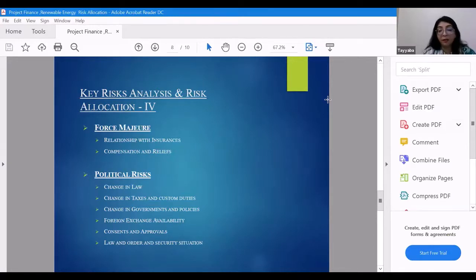Political risks are there as well. Political risks are some of the biggest risks. Political risks are like change in law; laws can change.